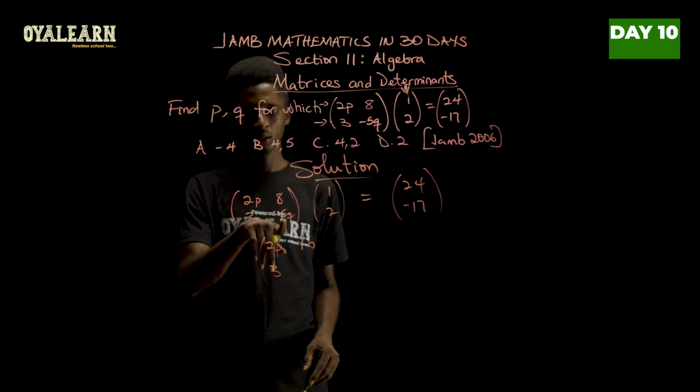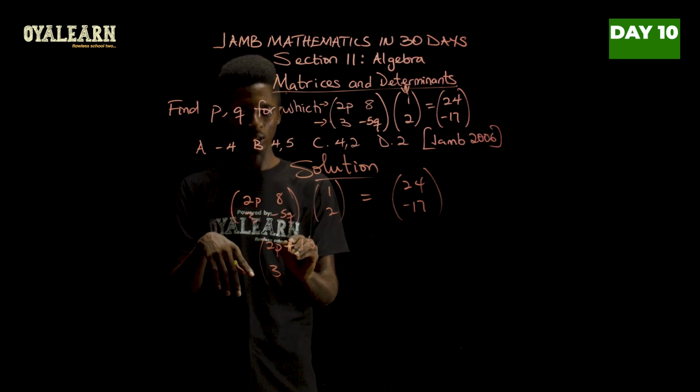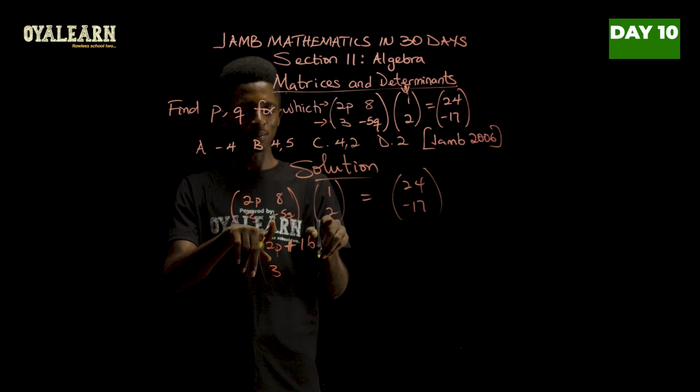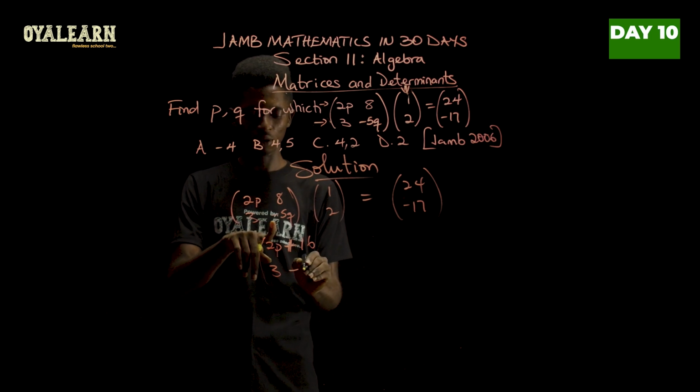Minus, now remember you're supposed to add the result. So plus, now minus 5q times 10, that's minus 10. So plus times minus remains minus, so minus 10q.